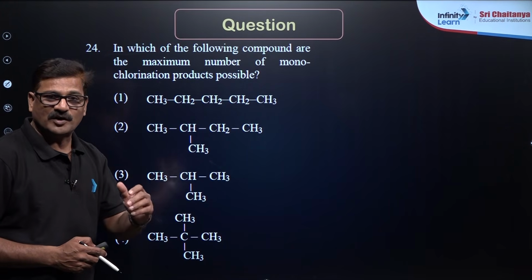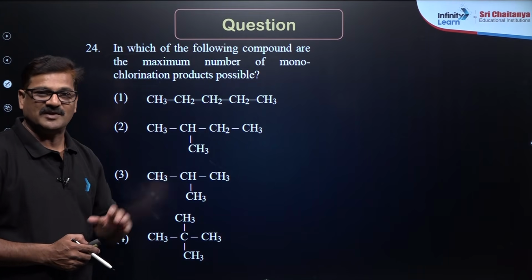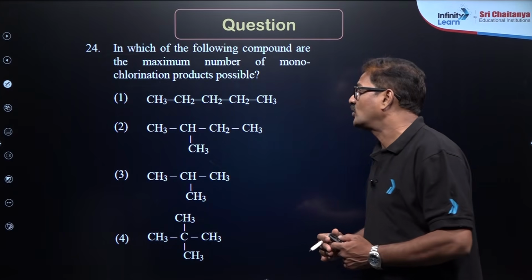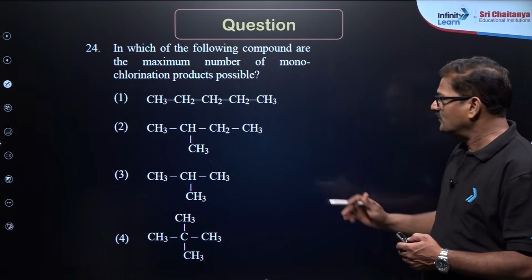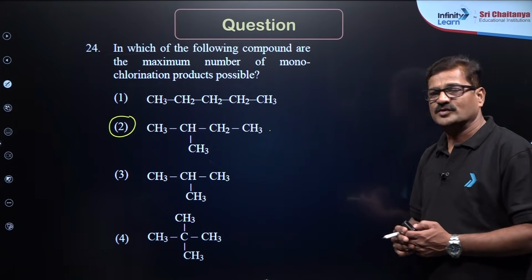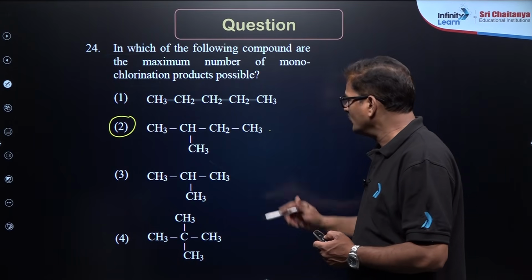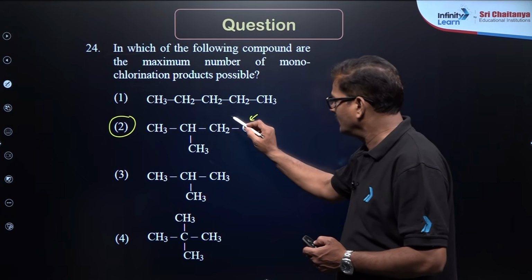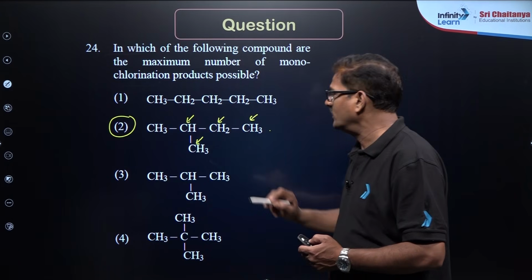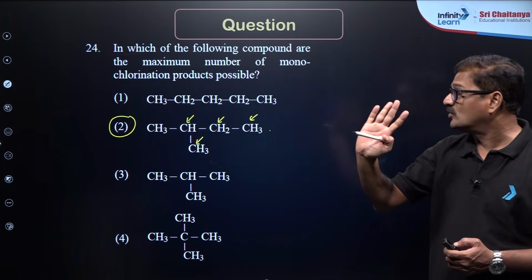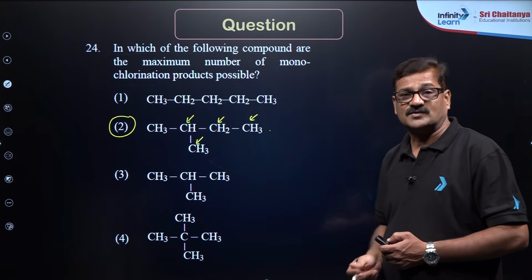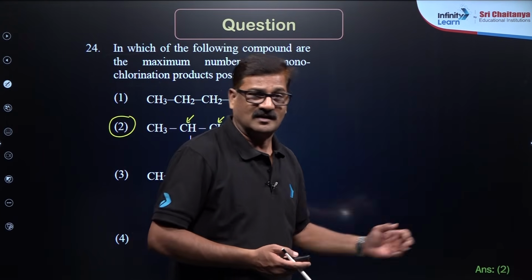Here it is the monochlorination product. It is given exactly in the NCERT, but the format is a little changed. Which of the following compounds gives the maximum number of monochlorinated products possible? If you consider 2-methyl butane, isopentane, I am going to get a monochlorinated product here. I can get a monochlorinated product here, and here, and here. 4 structurally possible monochlorinated products can be seen, and if you count stereoisomers, 2 more you can add. So for this question, option 2 is the correct answer.